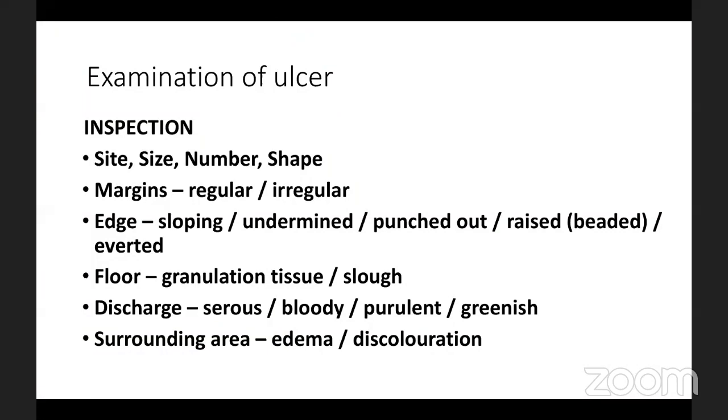Examine an ulcer: inspection, site, size, number, shape. Easy. Margins regular or irregular. You can take a snapshot of this. Edge: sloping, undermined, punched out, raised, beaded or everted. I've shown you all. Floor with granulation tissue or with slough. Discharge: if it is serous, it's not too bad an ulcer.